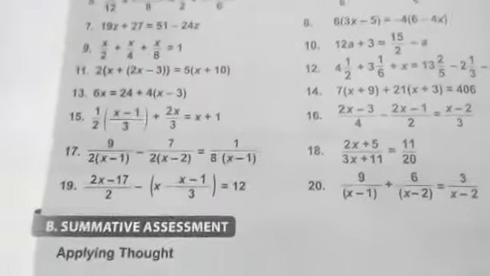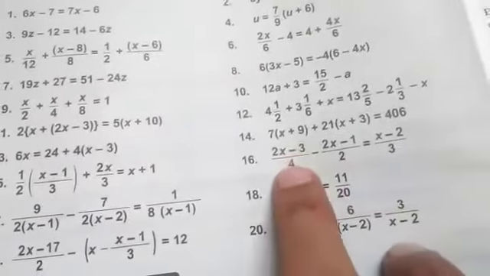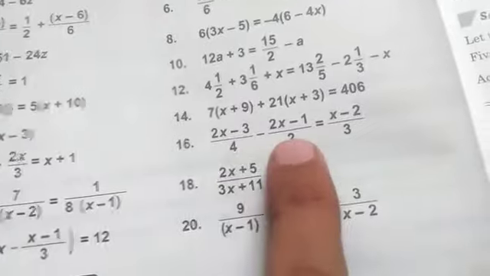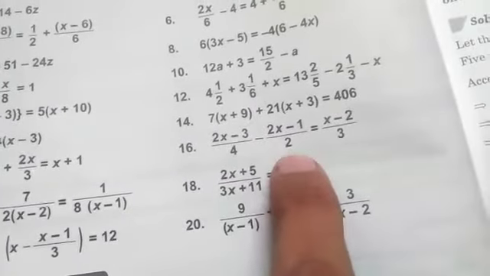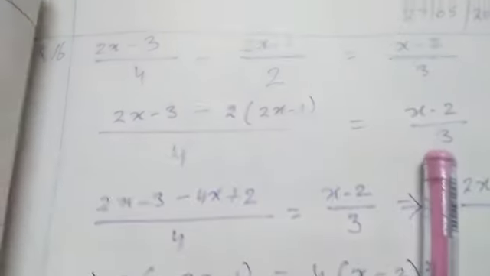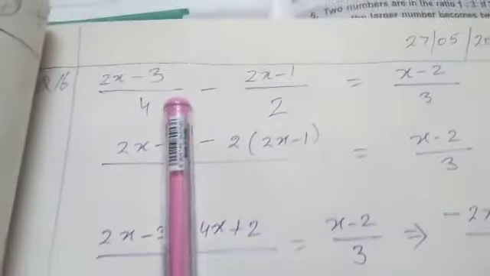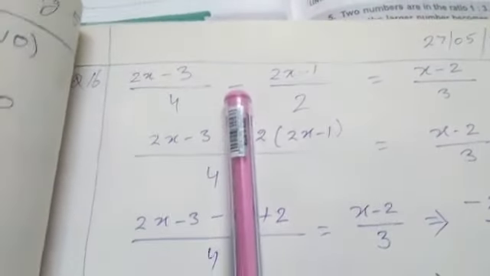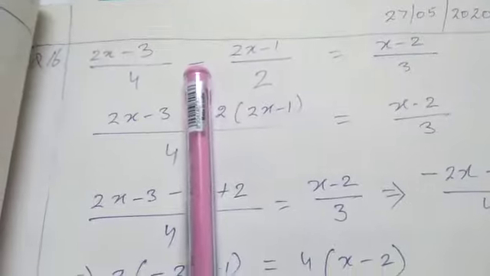We have completed up to question number 15. Today I am going to start question number 16. This one: (2x minus 3)/4 minus (2x minus 1)/2 is equal to (x minus 2)/3. Student, what is important in this question? This minus sign. This is the problem-creating factor.